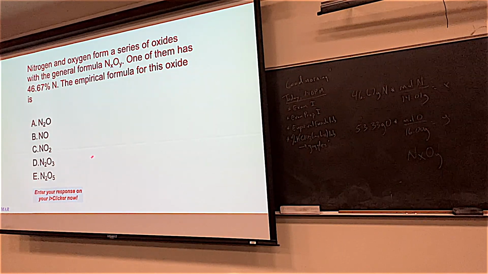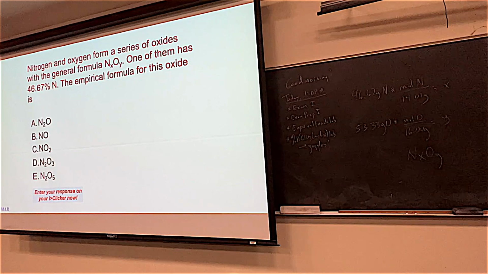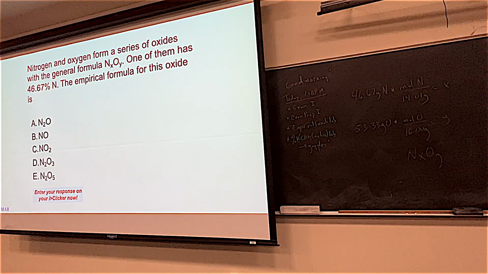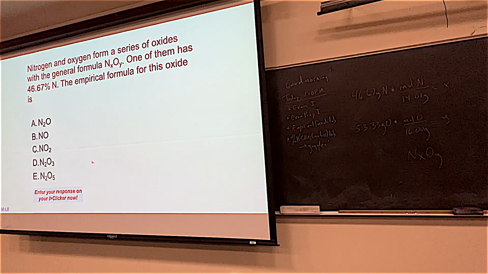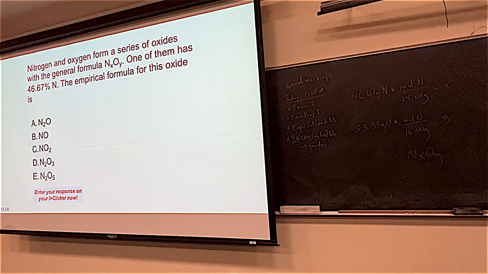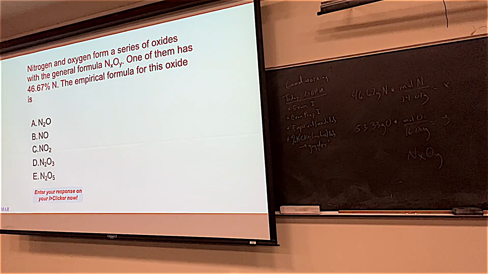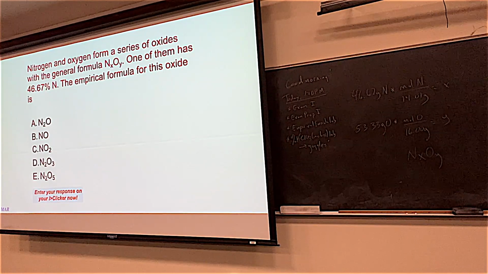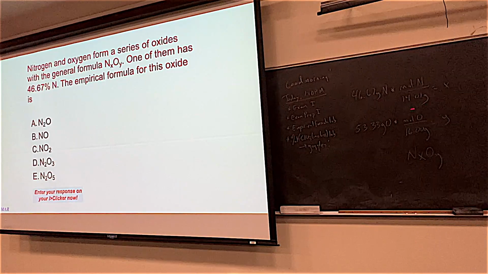When you have a formula, like any of the answers there, those are mole-based formulas. So N2O means 2 moles of nitrogen for every 1 mole of oxygen, and N2O5 would be 2 moles of nitrogen for every 5 moles of oxygen. If you have percentages, these are mass-based, which means grams, all right? And you've got to convert the grams into moles.